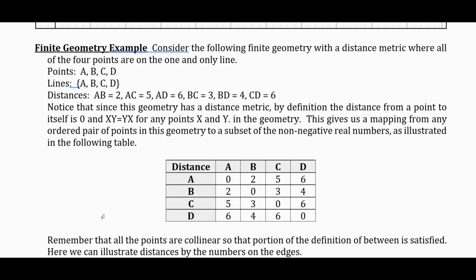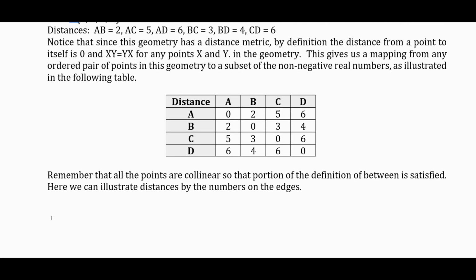Since this geometry has a distance metric, by definition, the distance from a point to itself is 0. And so xy equals yx for any points x and y in the geometry. This gives us a mapping from any ordered pair of points to a subset of the non-negative real numbers, as illustrated in this table. So the distance from A to A is 0, the distance from A to B is 2, the distance from B to A is also 2, and so forth. Any such table will have zeros along the diagonal and will be a mirror image across that diagonal.